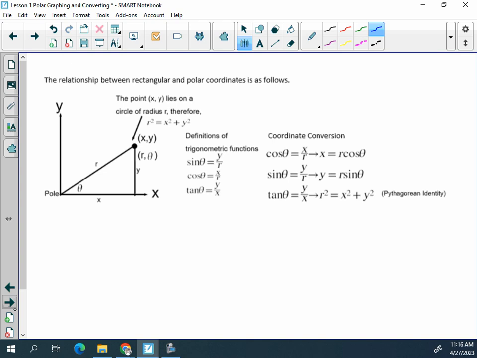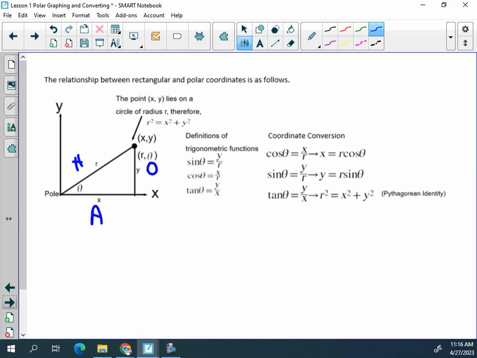Now we're going to say sine of theta equals y over r, which is our opposite over our hypotenuse. Cosine, adjacent over hypotenuse, so x over r, and tangent, opposite, which is y, over adjacent x. Okay, so based off of those, we can convert.